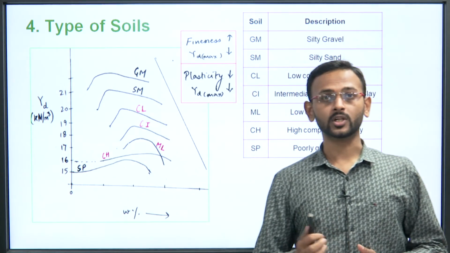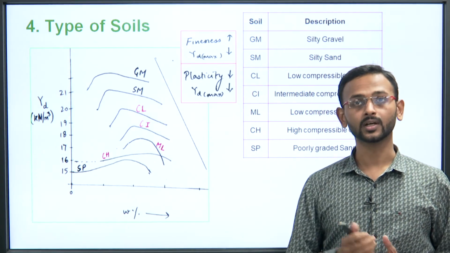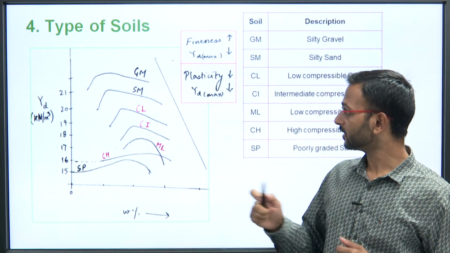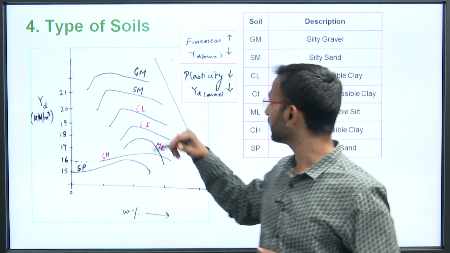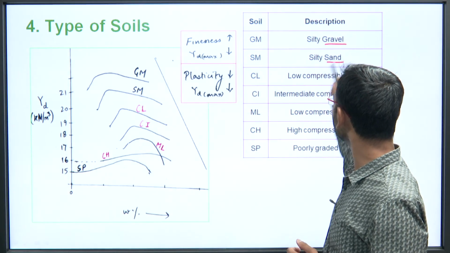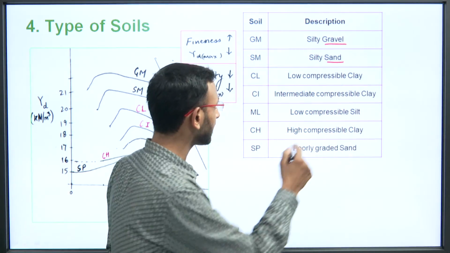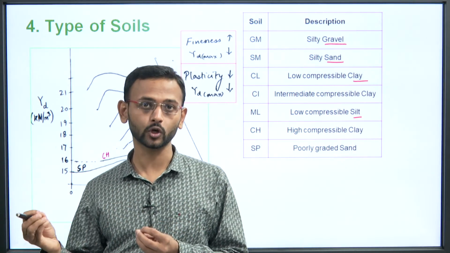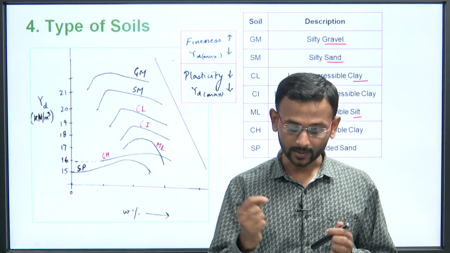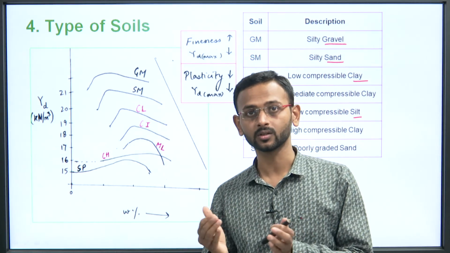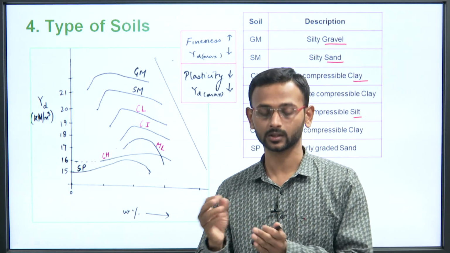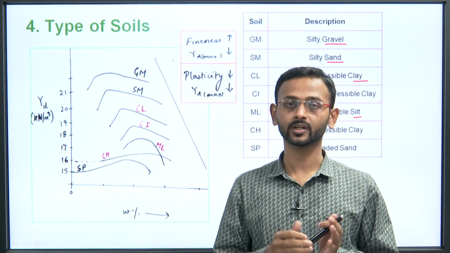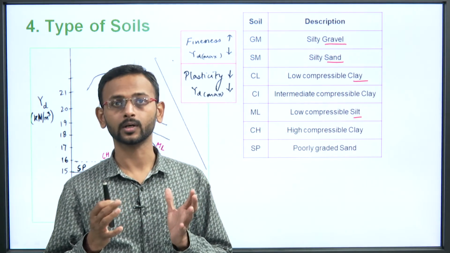Now, moving on to the type of soils. Understand one thing here: if the soil is different, let us say it is coarse grained or fine grained, gravel or sand, clay or silt, then when these different types of soil are there, the type of soil will be a factor affecting the compaction.